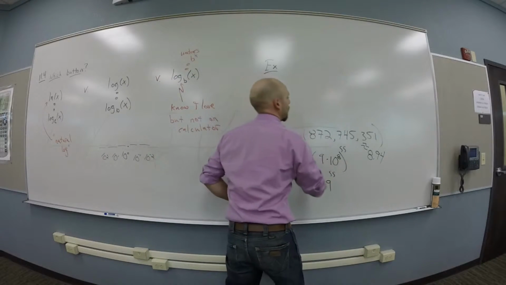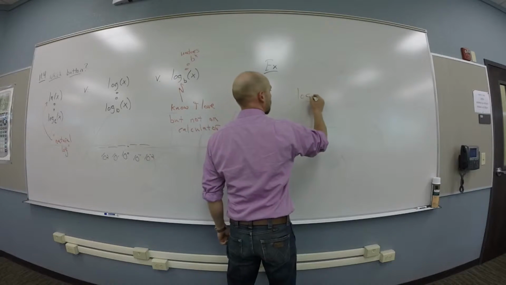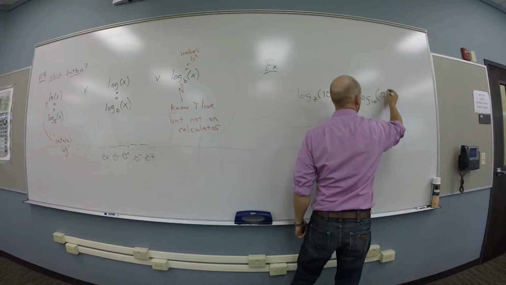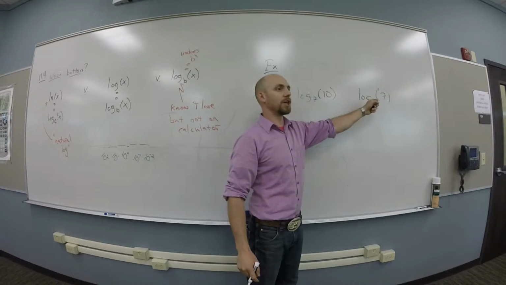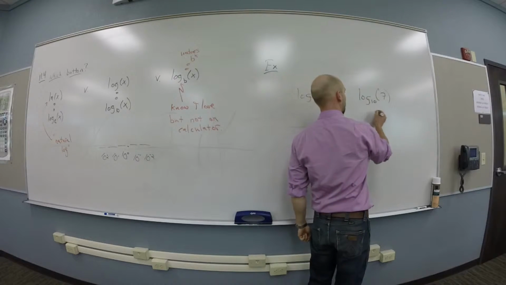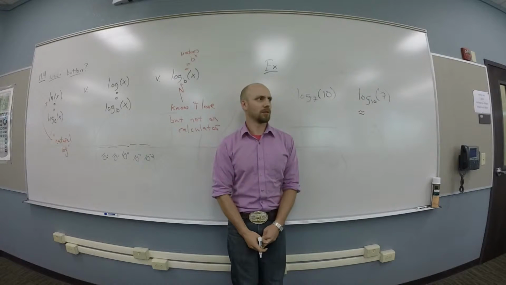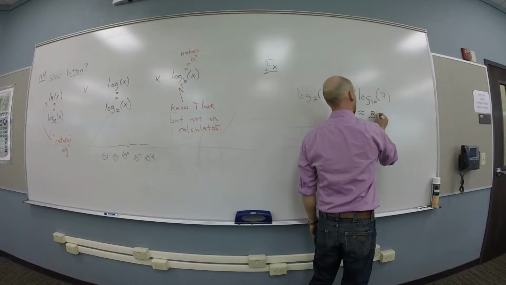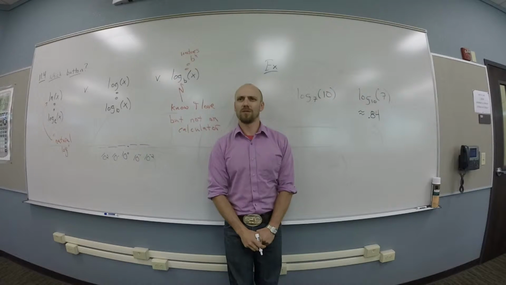Sweet. Which one of these is easy to punch into a calculator? Log base 7 of 10 or log base 10 of 7? This one, log base 10 of 7, because I've got a button for this. You guys give me a number for this? Can you estimate this? 0.84? Does that follow? Does it seem about right?